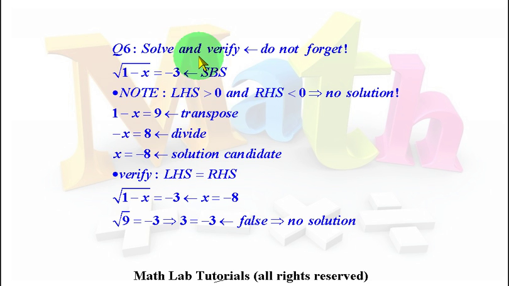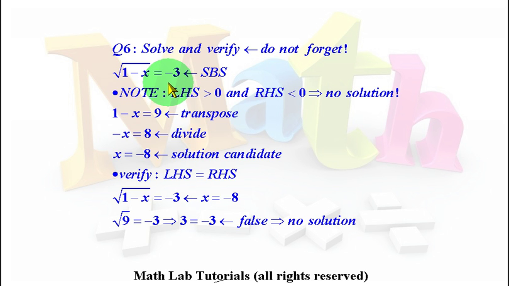Q6. Solve and verify. Do not forget. This is another one of these little trick questions. We know that the left-hand side has to be positive, and yet the right-hand side is negative. So this cannot have a solution. No way. We already know that.